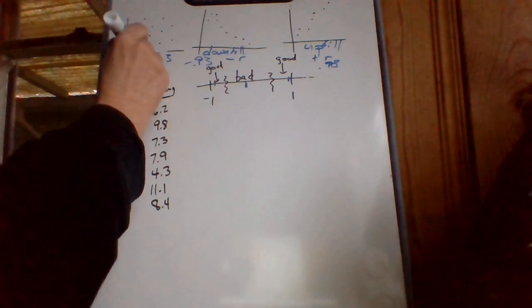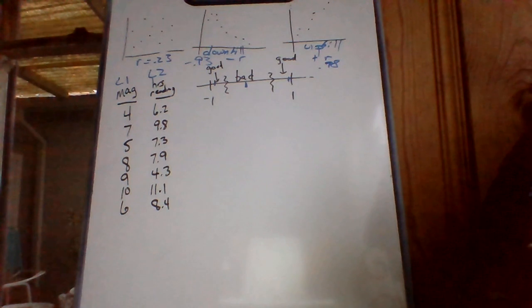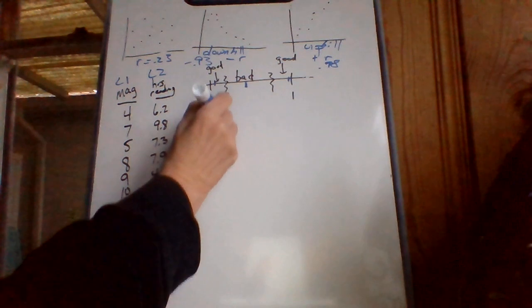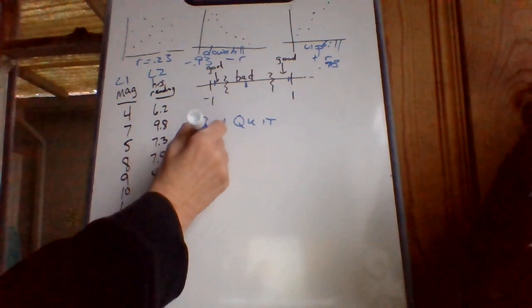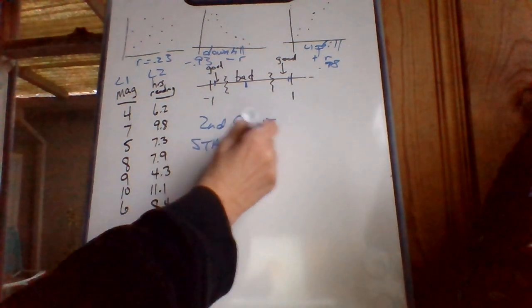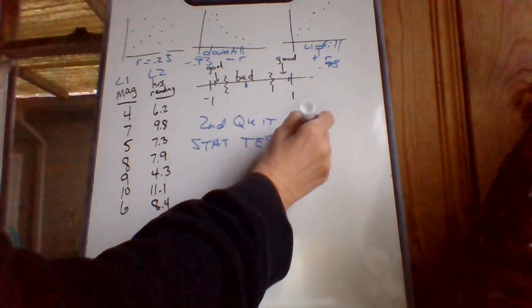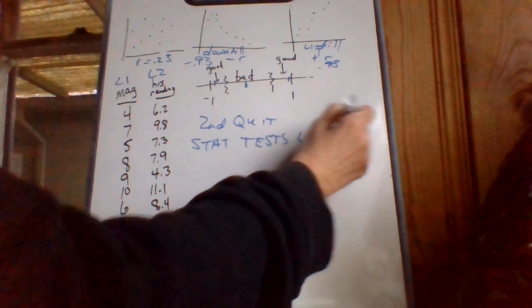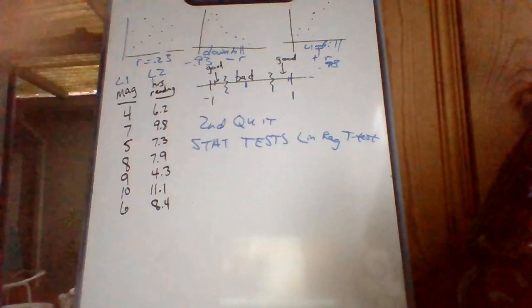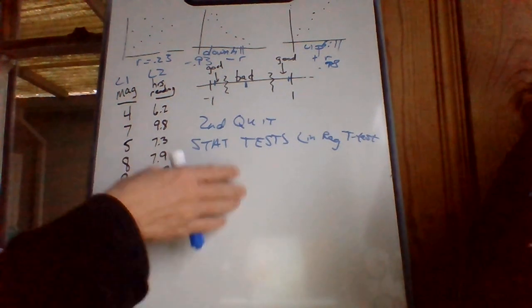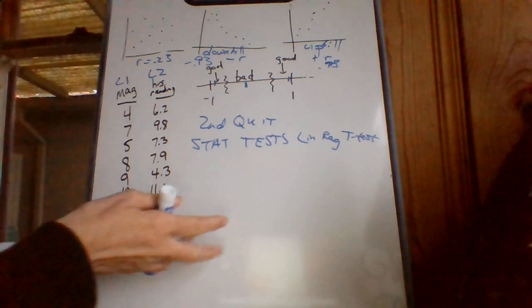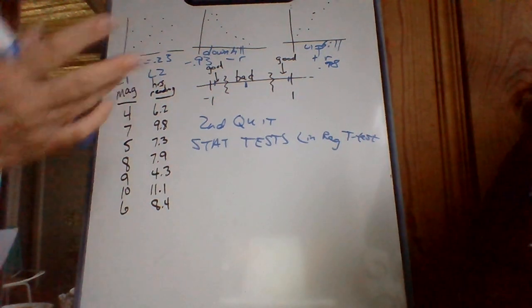And then I go over to list 2 and put these 7 numbers. And then I second quit to get out. And then I go into stat, tests, linreg t-test. Okay. And it gives me a whole bunch of stuff. It says A, it says B, it says the sum of the x squared, it says all sorts of stuff.